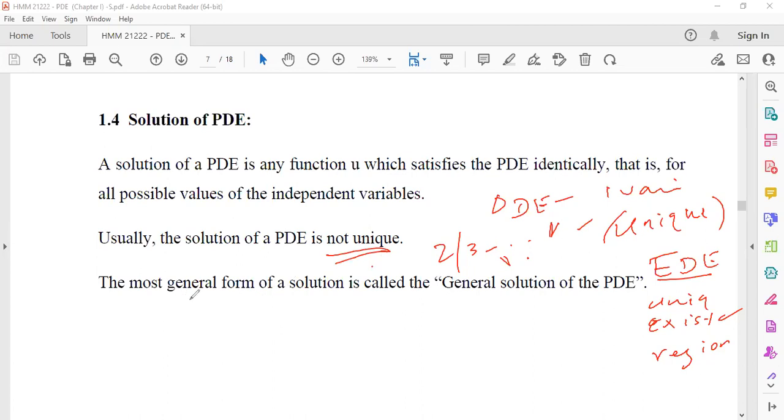Similarly, the most general form of solution is called the general solution of the PDE. Since we do not have a unique solution and there are more possible solutions, the most general form we call a general solution, like in the ODE. Okay, now let me continue.